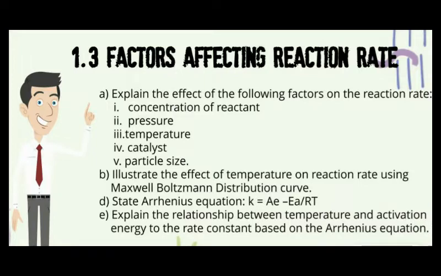B. Illustrate the effect of temperature on reaction rate using Maxwell-Boltzmann distribution curve. D. State Arrhenius equation, k equals A exponent negative Ea over RT. E. Explain the relationship between temperature and activation energy to the rate constant based on the Arrhenius equation.